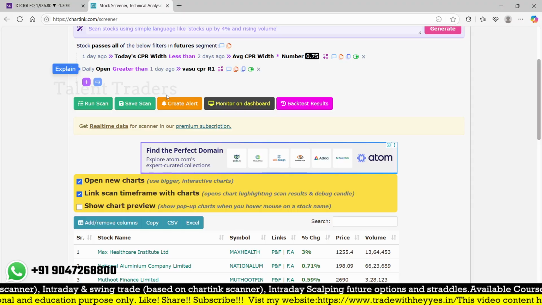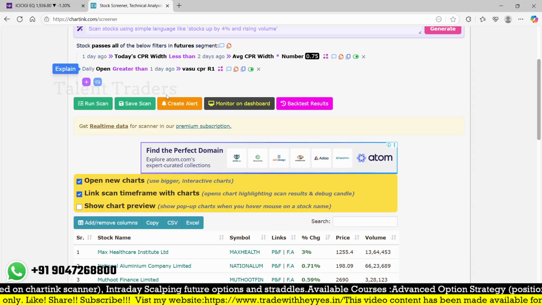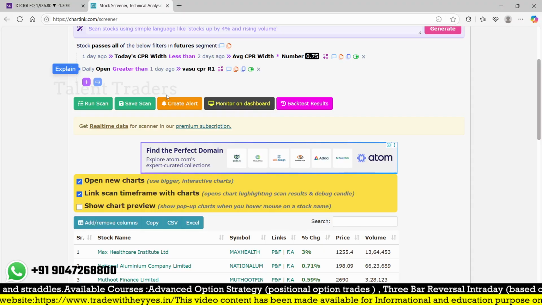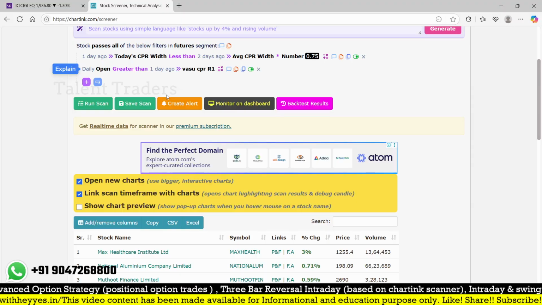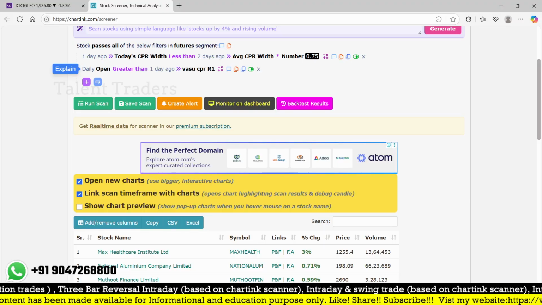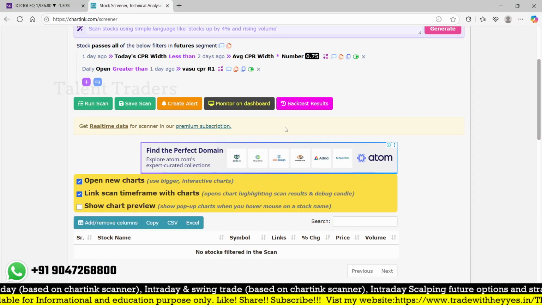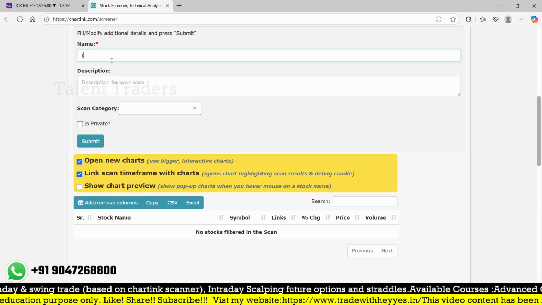Camarilla R1 and R2 are different, and the normal pivot levels are different. The pivot for CPR, Camarilla and the normal pivot should be the same, but the resistance level may vary for each pivot type. So you should confirm whether it is exactly matching. Today we didn't find any stocks. Let me save the scan to see the backtest.